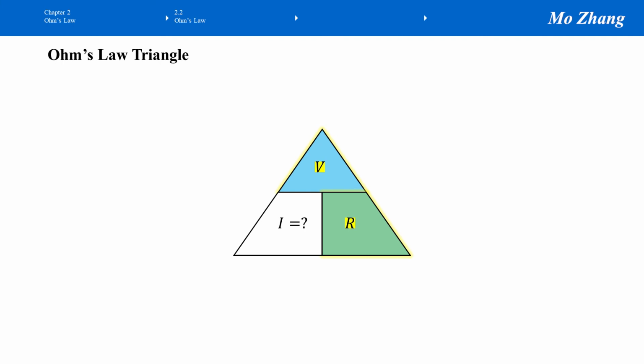For another case, if we don't know I, we can use V and R to find it. Based on the location of these pieces of the puzzle, V is on the top, R is on the bottom. V is the numerator and R is the denominator. So current I equals V over R. For the last case, if we want to find the resistance R, the formula is V divided by I. That formula has the same shape as these pieces of the puzzle: V on the top is the numerator and I on the bottom is the denominator. This is Section 2.2.